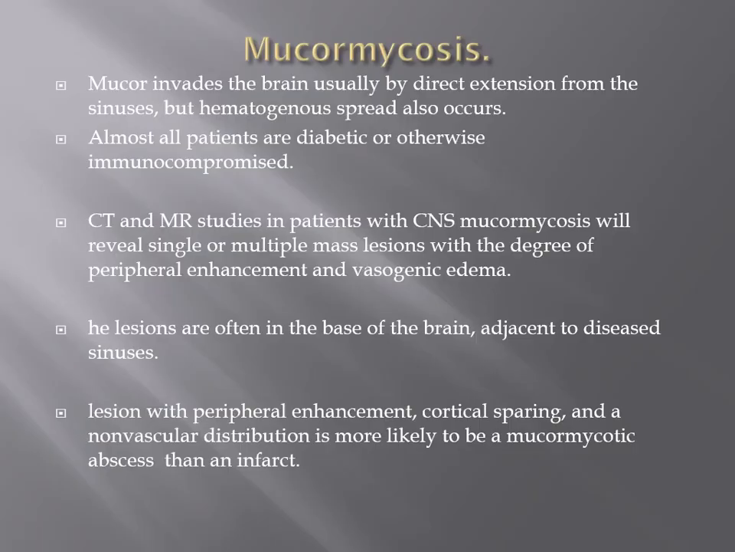Mucormycosis. Mucor invades the brain usually by direct extension from the sinuses, but hematogenous spread also occurs. Almost all patients are diabetic or otherwise immunocompromised. CT and MRI studies in patients with central nervous system mucormycosis will reveal single or multiple mass lesions with a degree of peripheral enhancement and vasogenic edema. Lesions are often in the base of the brain adjacent to the diseased sinuses. A lesion with peripheral enhancement, cortical sparing, and non-vascular distribution is more likely to be a mucormycotic abscess than infarction.